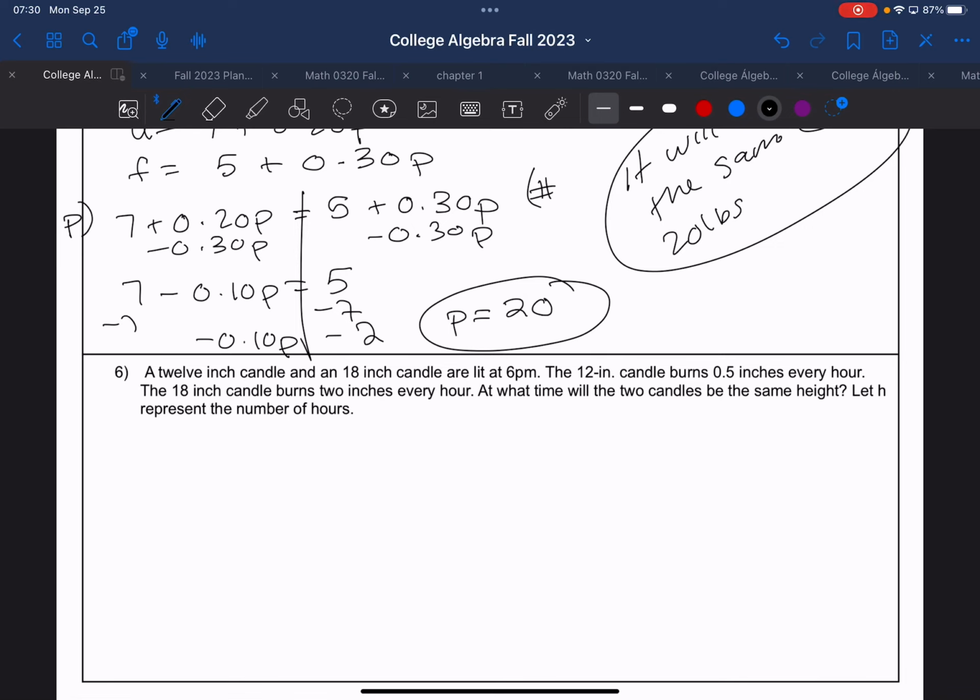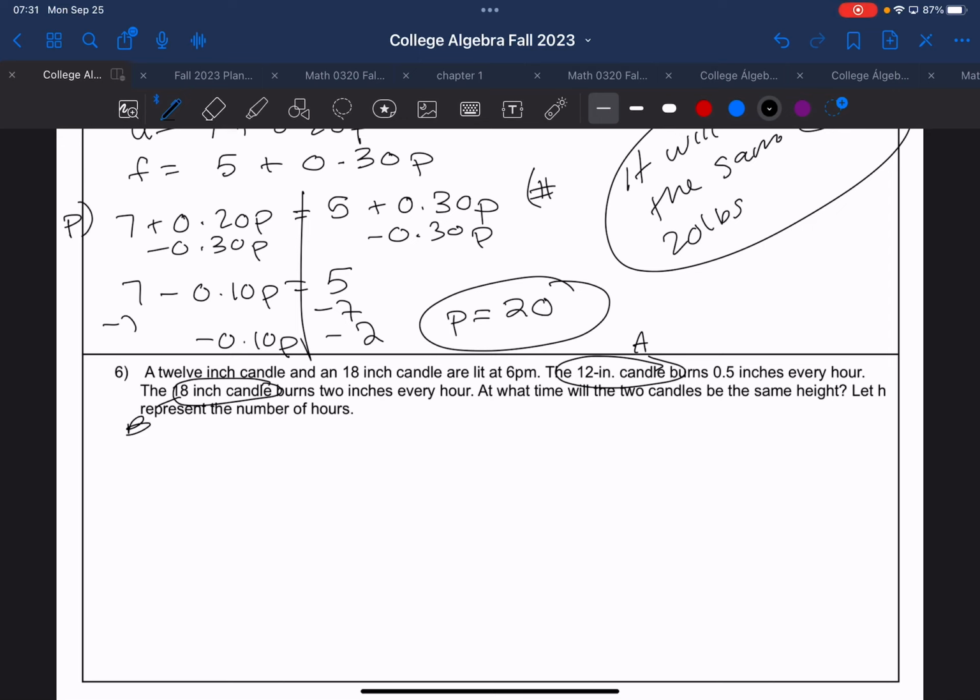Okay, number 6 says a 12-inch candle and an 18-inch candle are lit at 6 p.m. The 12-inch candle burns 0.5 inches every hour, and the 18-inch candle burns 2 inches every hour. At what time will the two candles be the same height? Let H represent the number of hours. Okay, so we have two equations here. We have one equation dealing with the 12-inch candle. So we're going to say that 12-inch candle, let's represent that as A. And then we have our 18-inch candle that we'll represent as B.